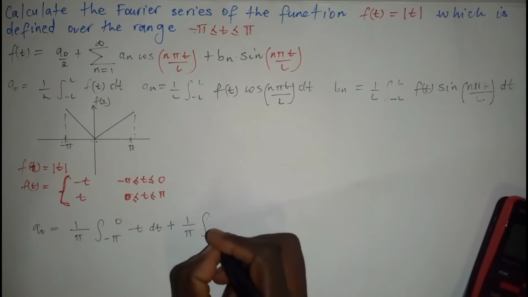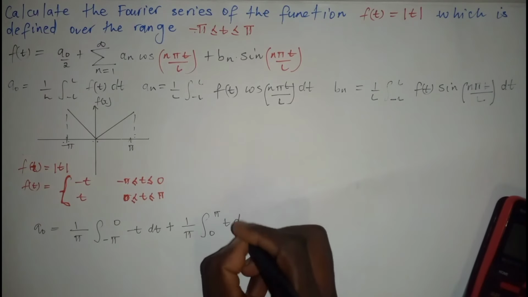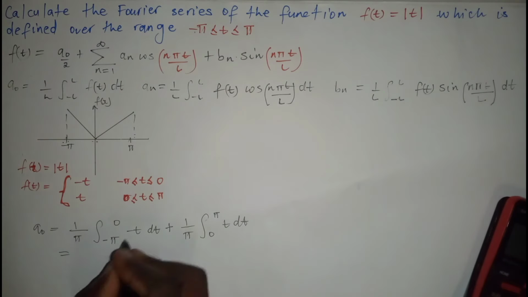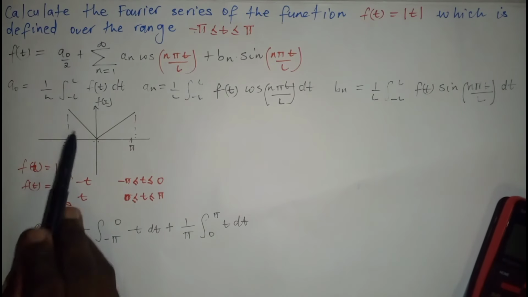So it's from 0 to pi of, this one is now positive t dt. Okay, and now what we're going to do, if we integrate, there's something that you may need to know. This is just a simple integration. The region from here to here is just the same.